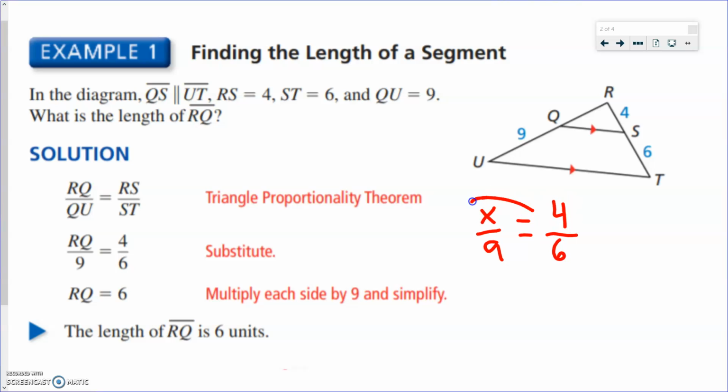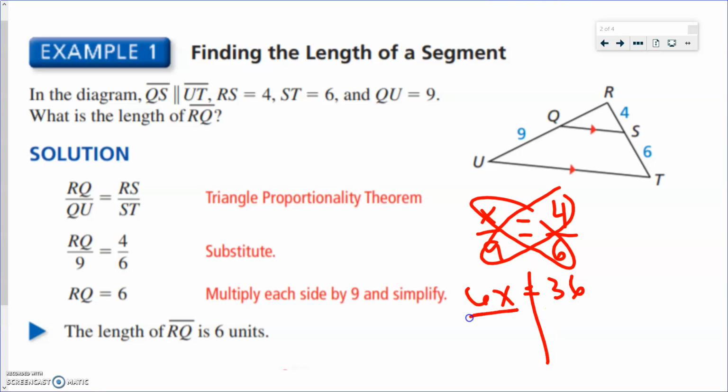And now we can use our butterfly to get an equation here of 6x equals 36. And now we can solve by dividing both sides by 6. x equals 6. And that's what we got here. RQ equals 6. So we use our definitions, and then from our definitions we plug in our known values to get an equation, and from our equation we can solve.